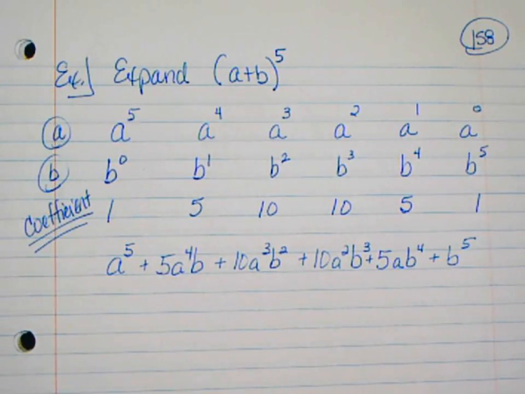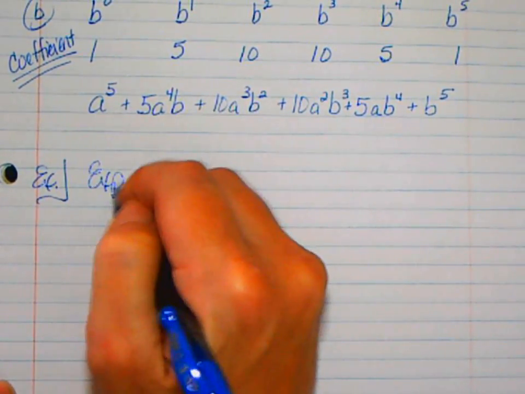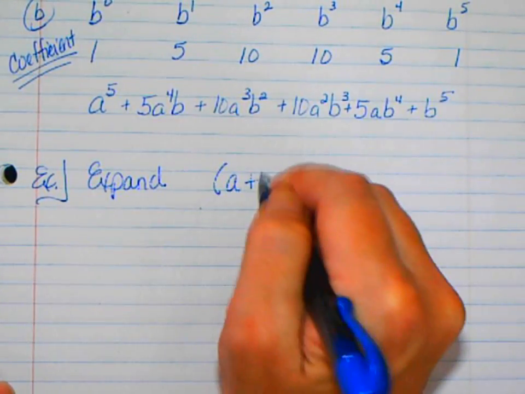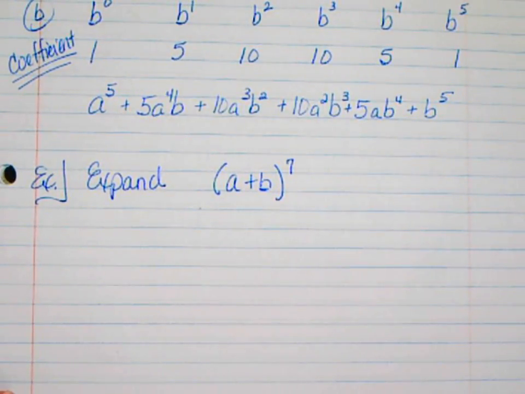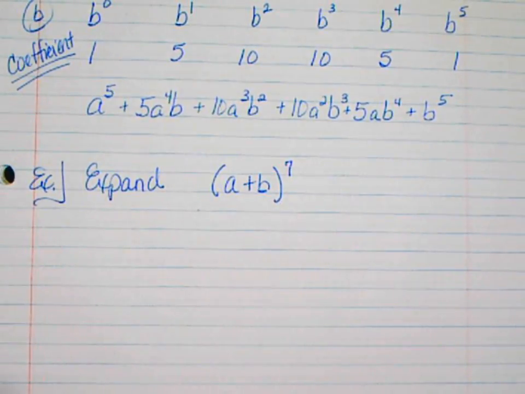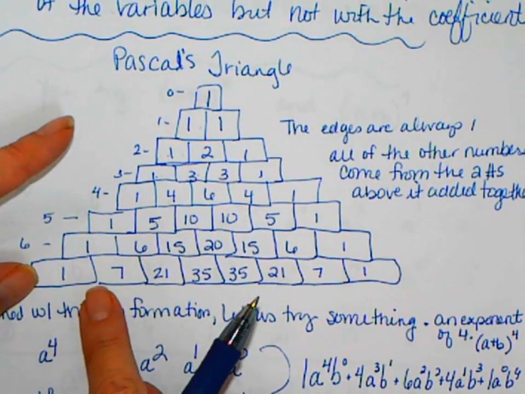All right, let's do one more. Let's get crazy up in here. We're going to do a plus b raised to the 7th power. You want to try to just go straight to the answer? Let's just try it. Okay, first let's look at what our coefficients are going to be. We need row what? 7. Row 7. So make yourself plenty of room.